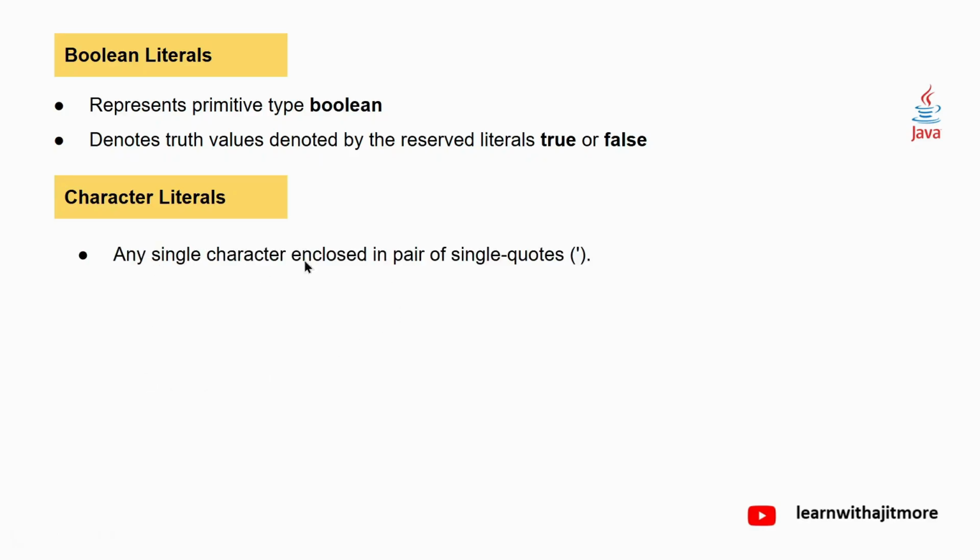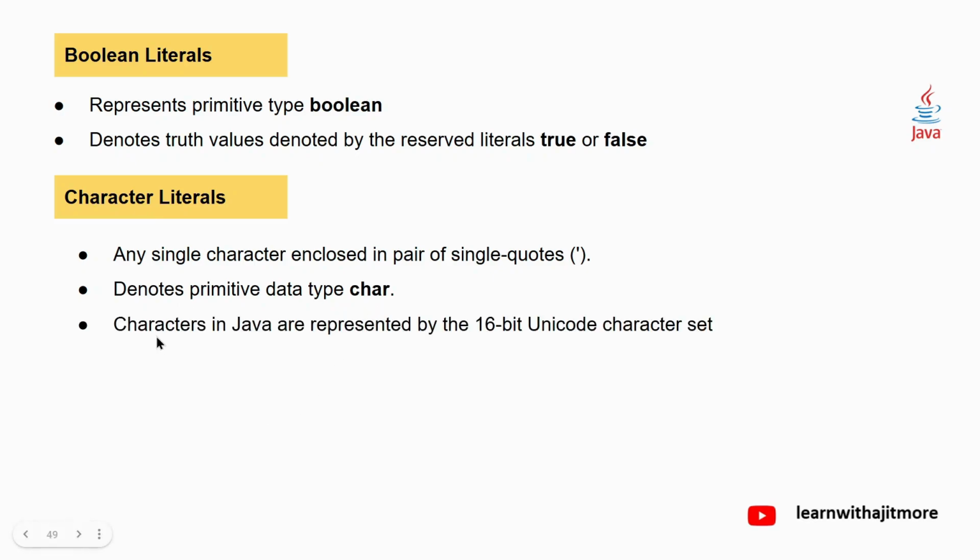So any single character enclosed in a pair of single quotes denotes the primitive data type char. And character literals in Java are represented using 16-bit Unicode, meaning 2 bytes. Normally, if you take standard ANSI C or C++, they're only 1 byte. But now modern C++ has also introduced this concept. So 16-bit means the 2-byte Unicode concept.